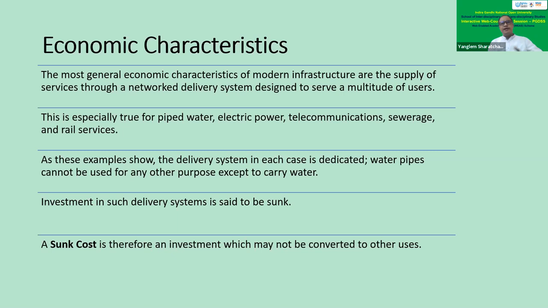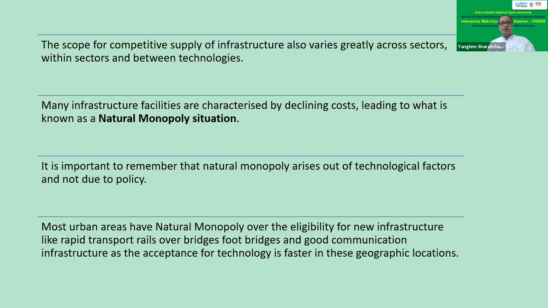If you delve into the economic characteristics, there are some terms we need to understand. One is sunk cost, right? Sunk cost is an investment which may not be converted to other uses. For example, when you talk about piped water, you cannot use that pipe for other purposes. It was dedicated for water only. For that piped water, we invest a lot of money to make the delivery system work. This economic characteristic causes sunk investment, sunk cost. Then another is that there are a number of competing infrastructures, different across sectors and between different technologies.